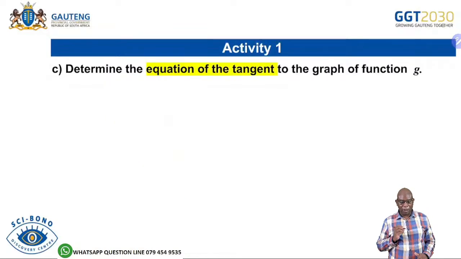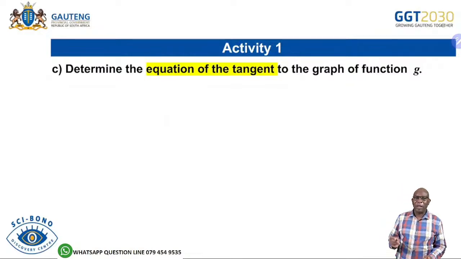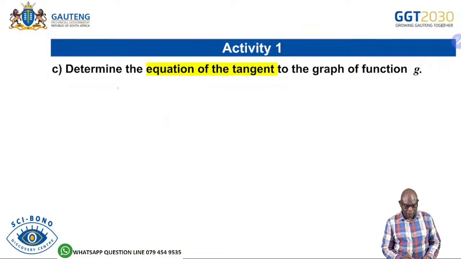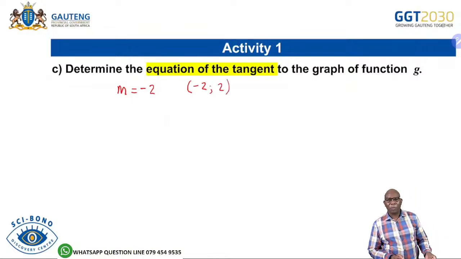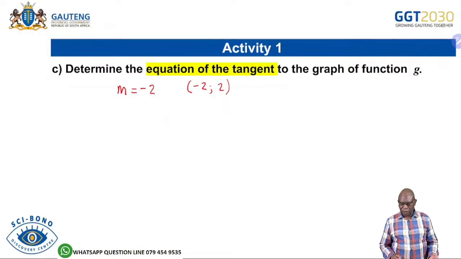So remember, for us to get the equation of the tangent, what do we need? We need a point and a gradient. We need a point and a gradient to determine the equation of the line. So our gradient is -2. The point that we got there, remember, was -2 and 2. So if I've got a gradient and a point, it's much easier for me to get the equation of the tangent. How do we get the gradient?